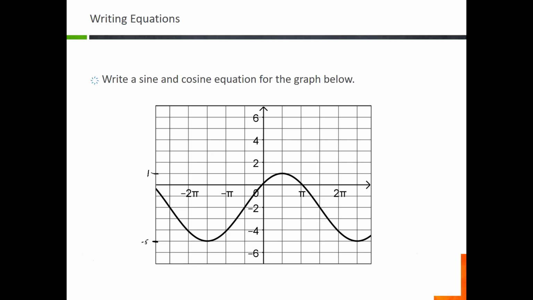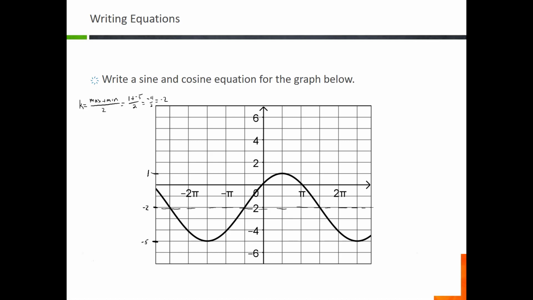So to find that midline, to find k, we said you could do the average of the max and the min. So 1 plus -5 over 2, and that's going to be -4 over 2, which is -2. So the midline is here at -2. So the middle of your graph goes through -2.